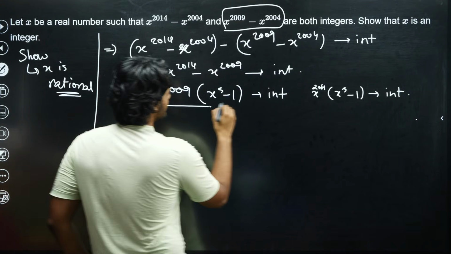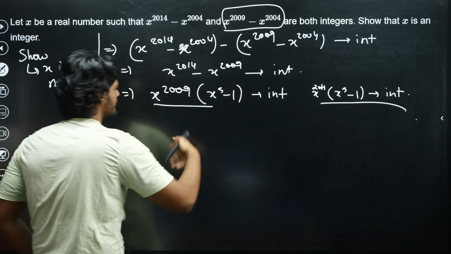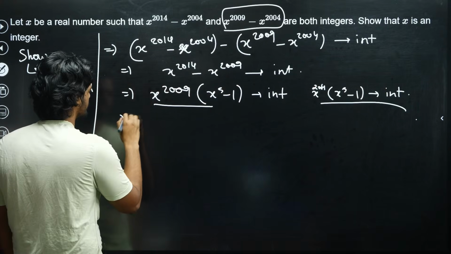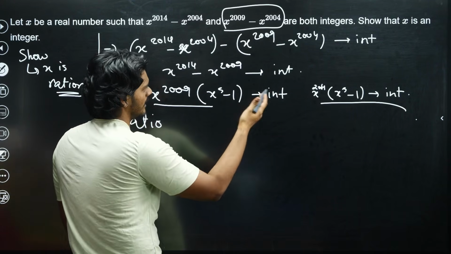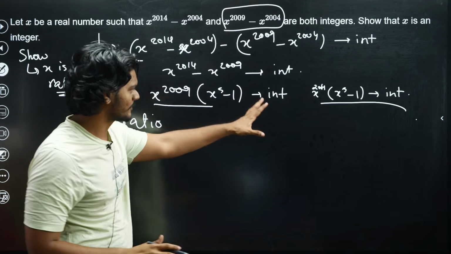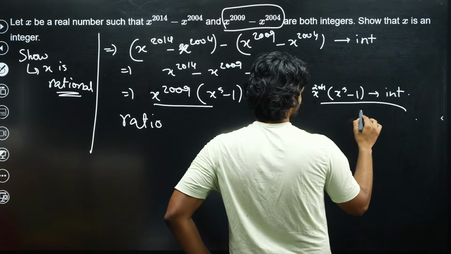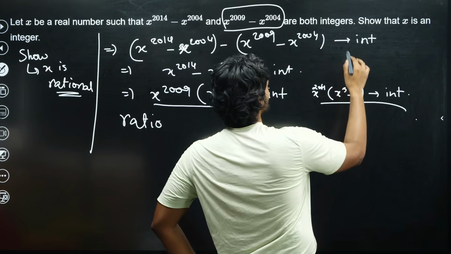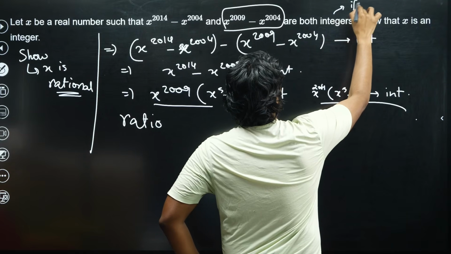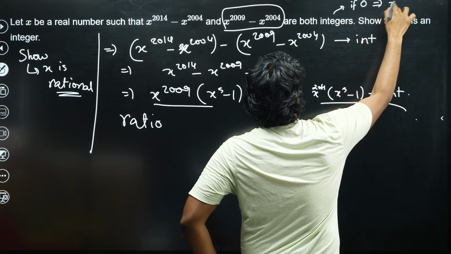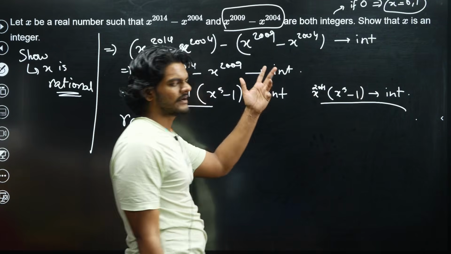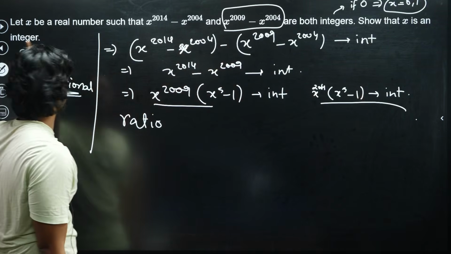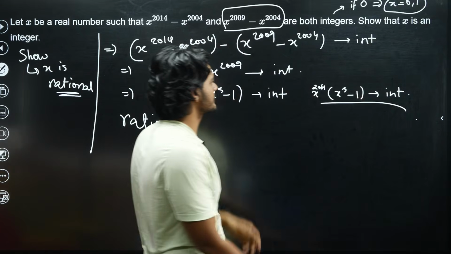So, this is an integer, this is an integer. If I take a ratio of them, x power 5 minus 1, I am supposing that none of them is 0. Suppose non-zero. Even if they are 0, then x is equal to 0 or 1, in either case we are done, they are integers.